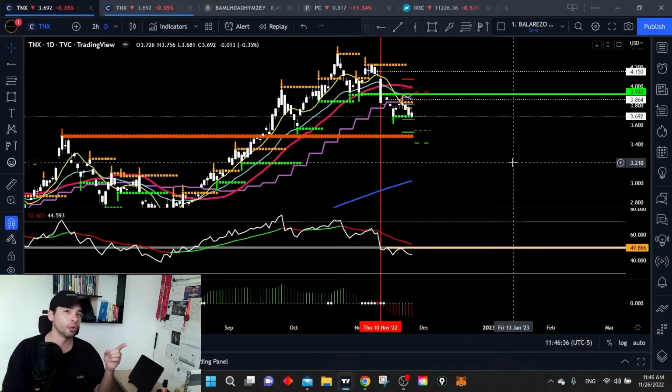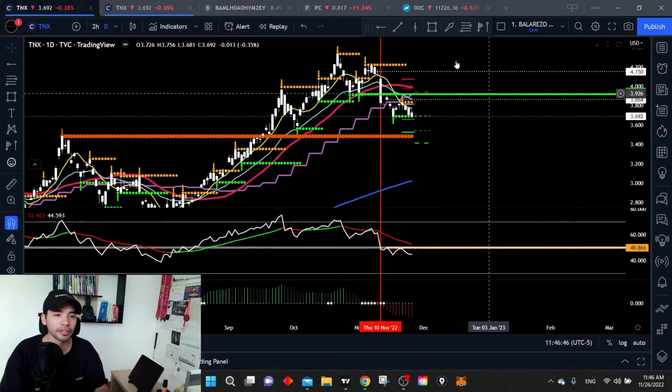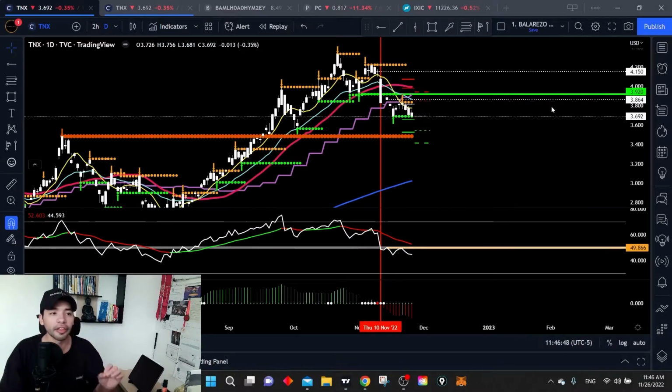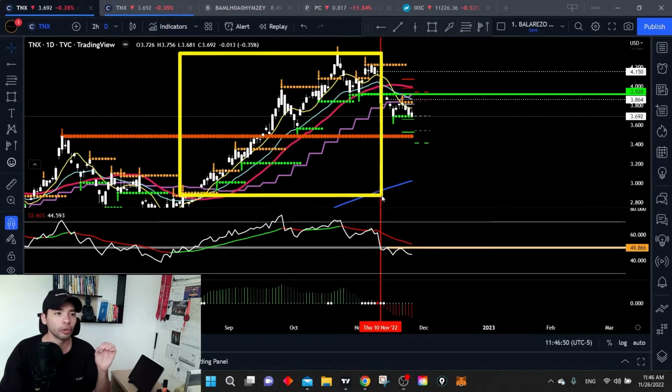These rates start moving way before the Fed starts raising rates. So always have that into consideration. And now we're seeing, based on price action, that the TNX is starting to break the bullish structure. So remember, what is bullish structure?